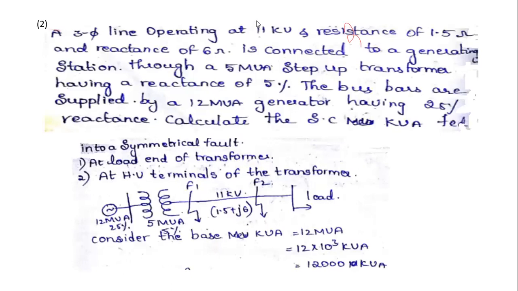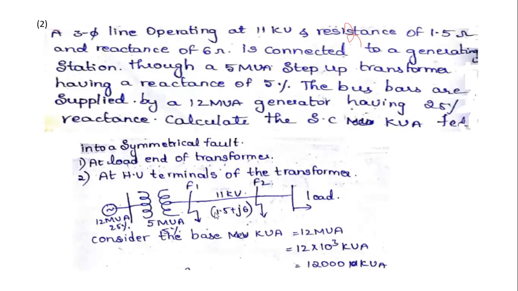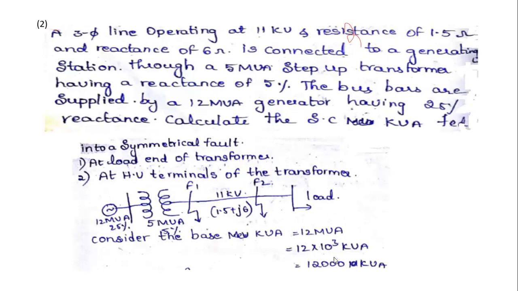MVA new and MVA old is the KVA new and the KVA old is the 11 by 11. And we are considering as MVA new. Okay, what is the MVA new value? For generator G1, what is the reactance value? That is 25 into MVA is 2000.